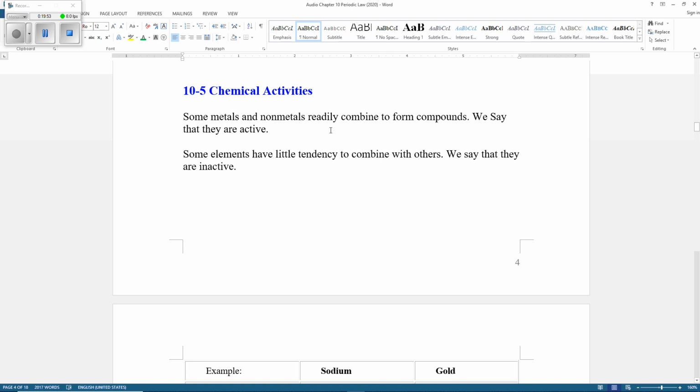So, chemically active. But some elements we mentioned, like argon and helium, have little tendency to combine with others. They like to stay alone. So we say they are inactive. The active ones like to join chemical reactions. The inactive ones do not like to join chemical reactions.